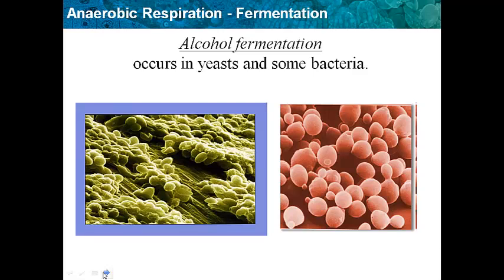All right, so the next step we're going to look at, the number 2 type of fermentation, was alcohol fermentation. This does not occur in your muscles. This occurs in yeast and in some bacteria as well, so that they can live in environments that are either low in oxygen or have no oxygen.